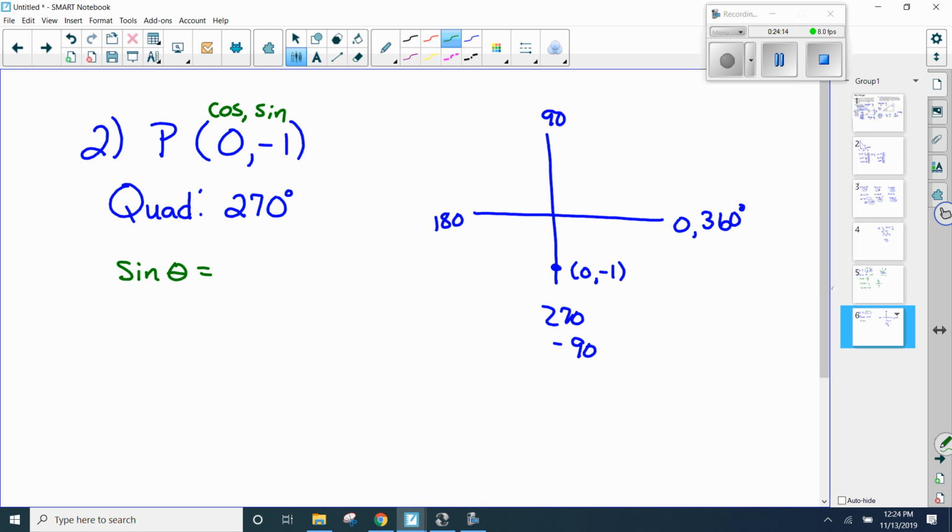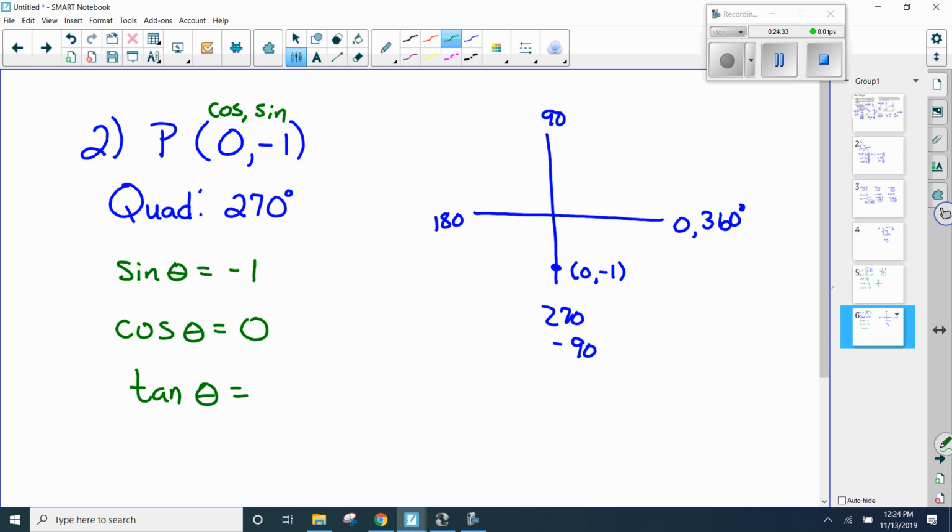The sine of theta. What about the sine of theta? What's the sine of your angle? What's the sine of 270 degrees? -1. It's right there. What is the cosine of theta? 0.